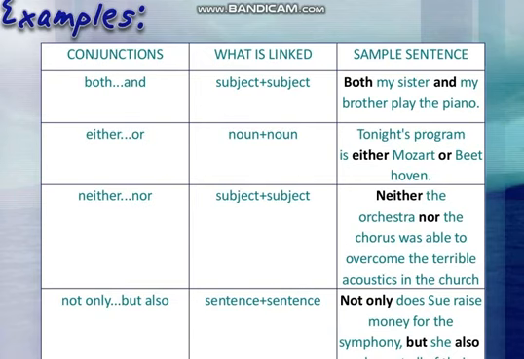Both my sister and my brother play the piano. Here both of them are used together. So these are correlative conjunctions because they are appearing in pairs in a sentence.